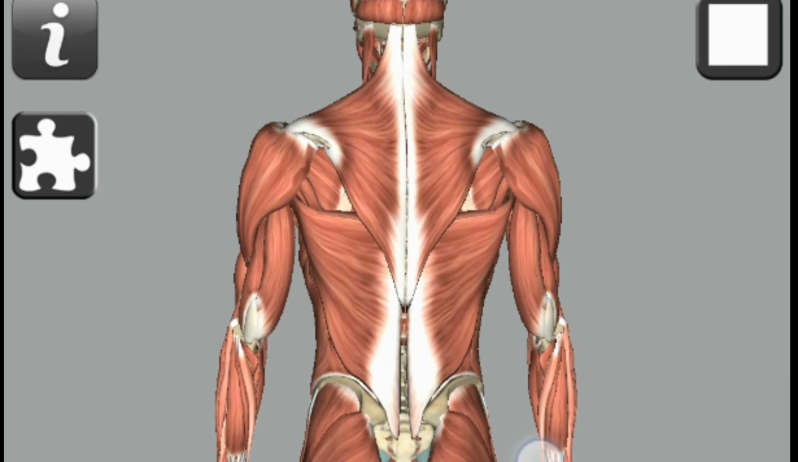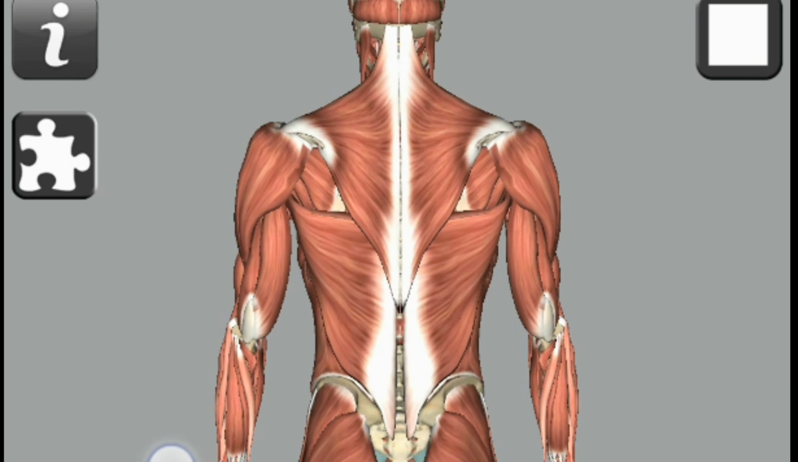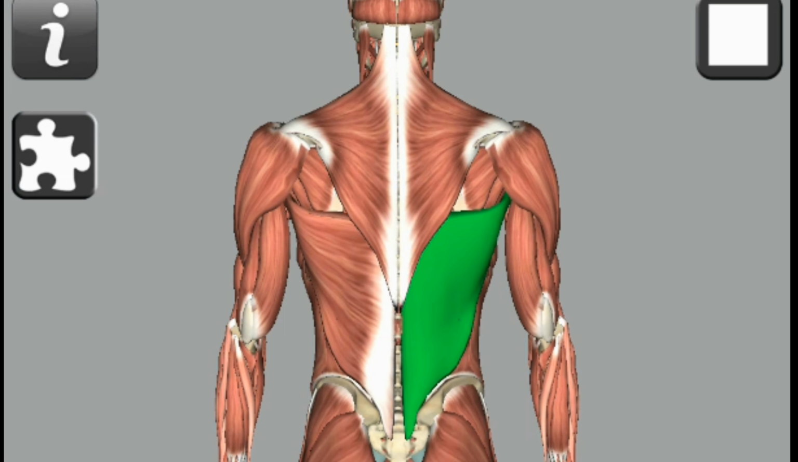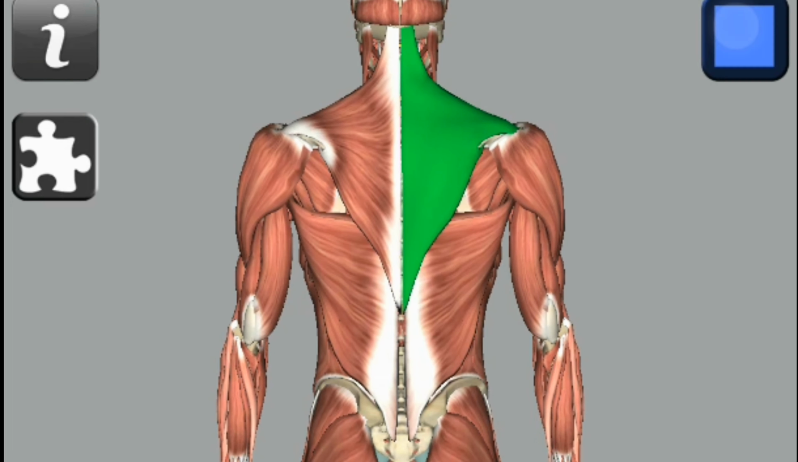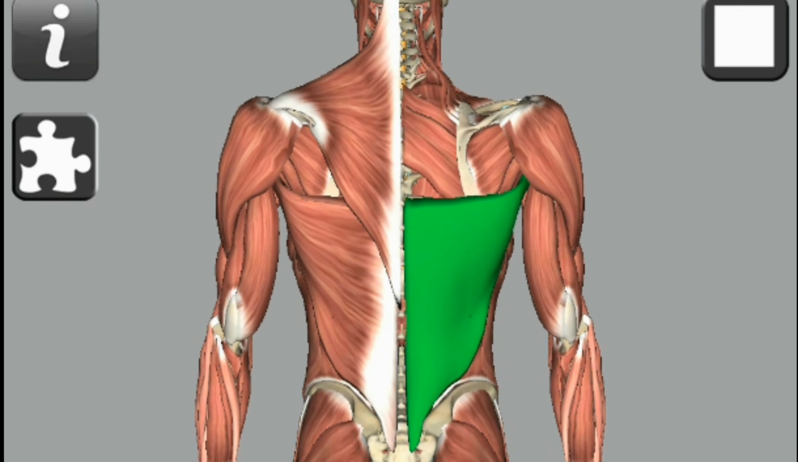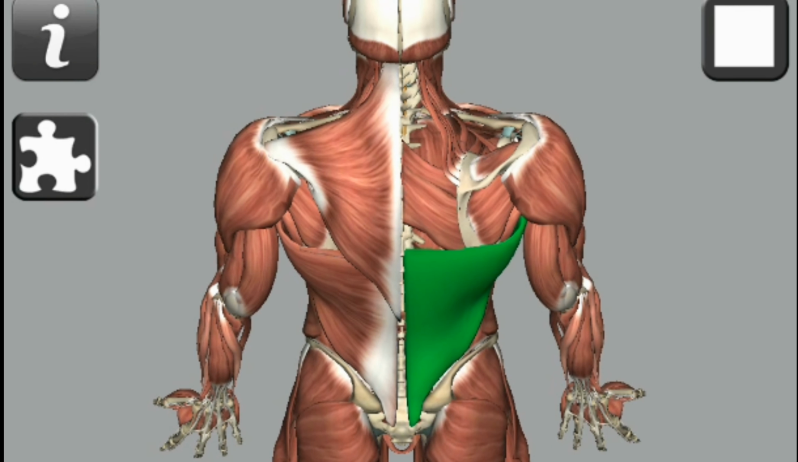There are the following five muscles of the back. Number 1, trapezius muscle. This is the trapezius muscle. Number 2, latissimus dorsi muscle. And number 3 is the levator scapulae muscle, which is present under the trapezius muscle. So this is the levator scapulae muscle.